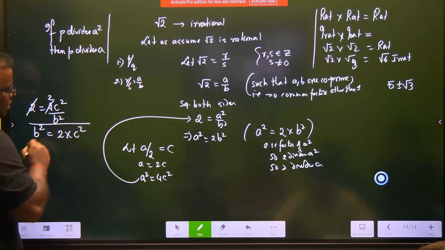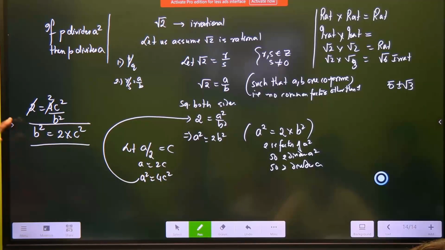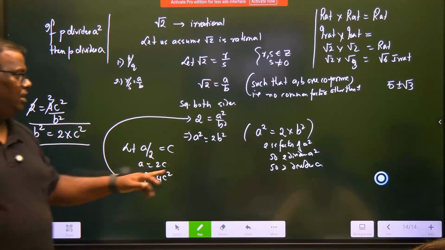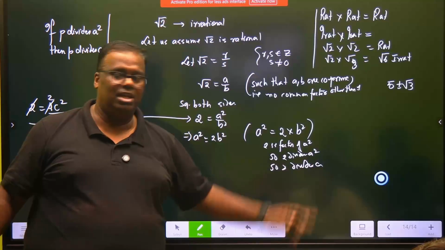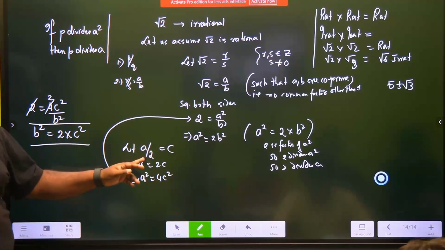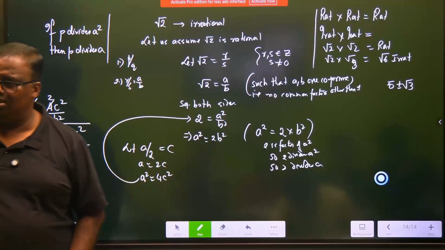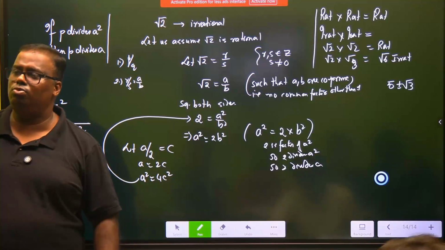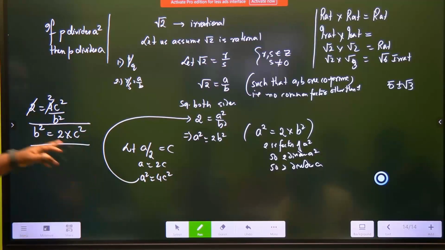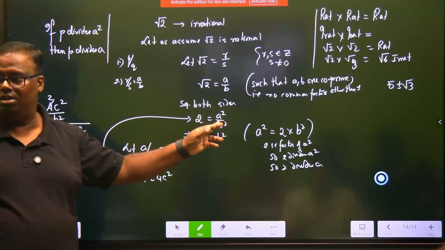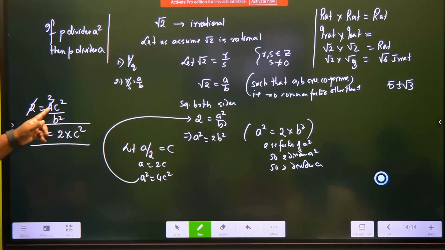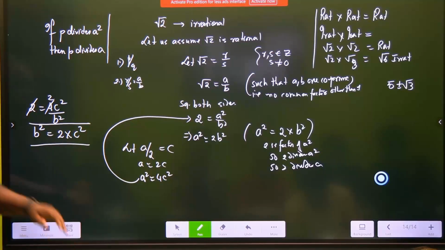Just see the statement. Have you understood? I have said that 2 divides a. So when 2 divided a, we got a number c. So a is equal to 2c. So a square is equal to 4c square. And I input that in this statement. So I get 2 is equal to 4c square by b square. 2 and 4 cancel. So I finally get again b square is equal to 2 into c square.